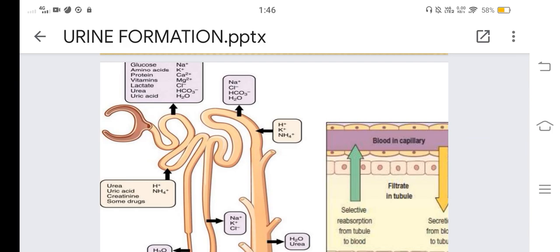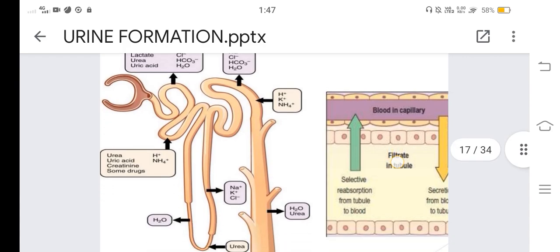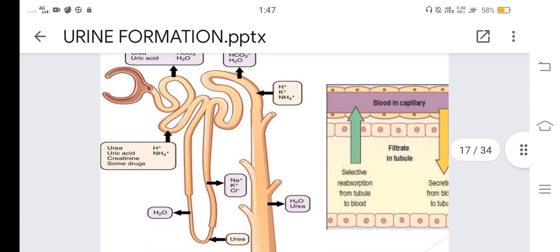Glucose, amino acids, potassium, sodium, proteins, vitamins, lactate, then urea, uric acid, H2O, HCO3-, etc. are absorbed with the help of PCT. Then some other regions are also shown. Blood in capillary, filtrate in tubule, selective reabsorption from tubule to blood.